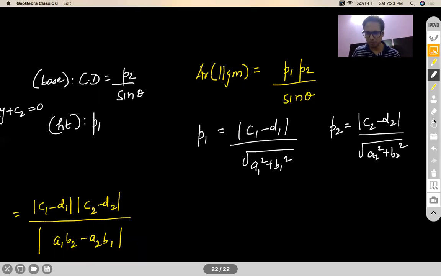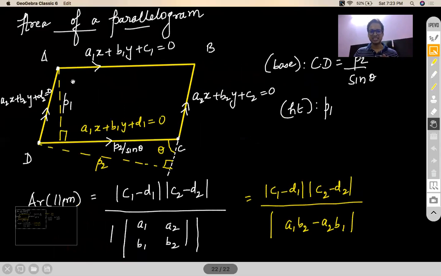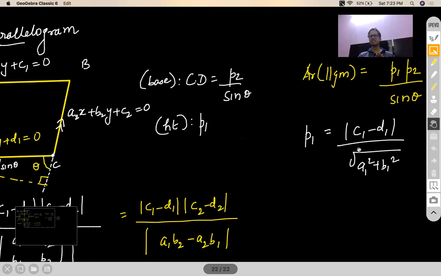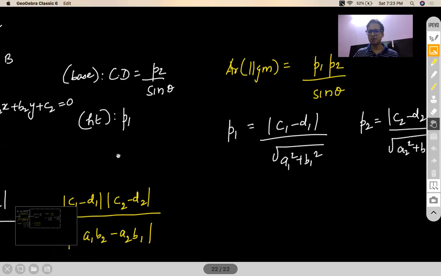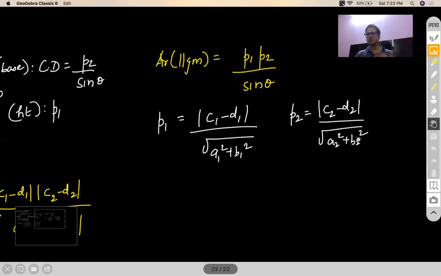Correct? P1, P2, no issues. All of you please check this again. Distance between AB and CD is your P1 and it will be given by mod C1 minus D1 by under root of A1 square plus B1 square. And distance between AD and BC, whether you extend it or not, the distance will always be the same. So that distance would be nothing but mod C2 minus D2 by under root of A2 square plus B2 square. No problem with this.